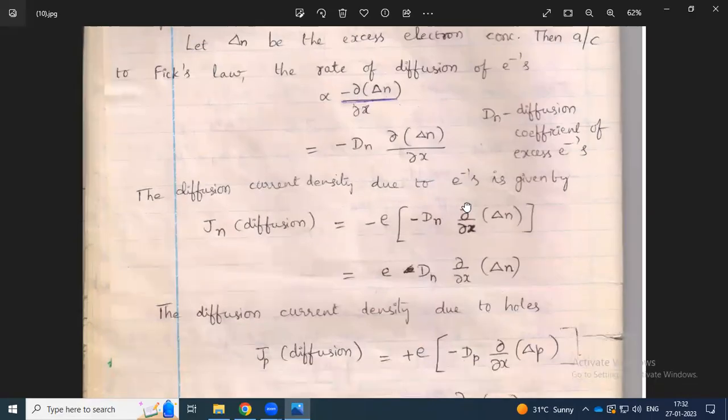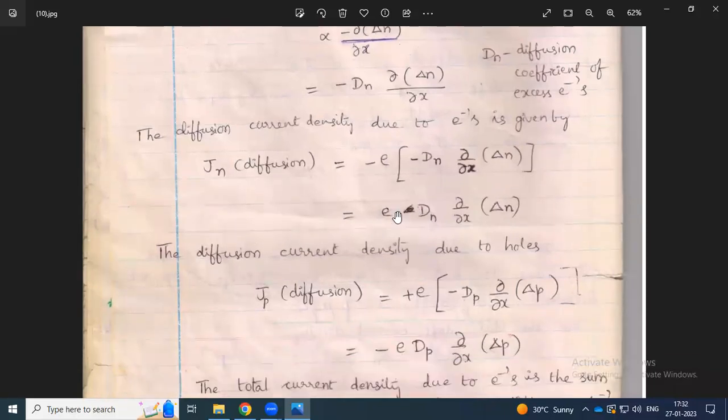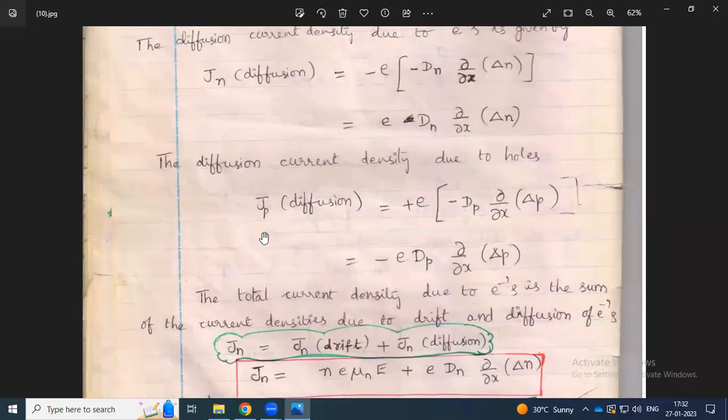The diffusion current density due to electrons is given by Jn diffusion is equal to minus e into minus Dn dou by dou x of delta n. That is equal to e Dn dou by dou x of delta n. The diffusion current density due to holes, Jp diffusion, is equal to plus e into minus Dp dou by dou x of delta p. Wherever there is n, you have to replace it with p for holes. Same equation only, sign change will be there because for electrons it is minus e, for holes it is plus e.